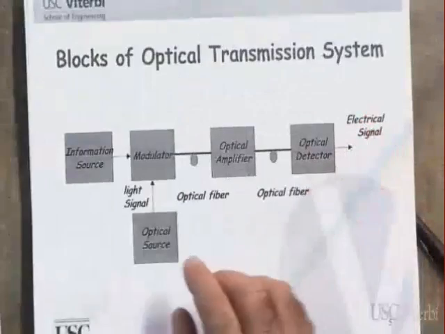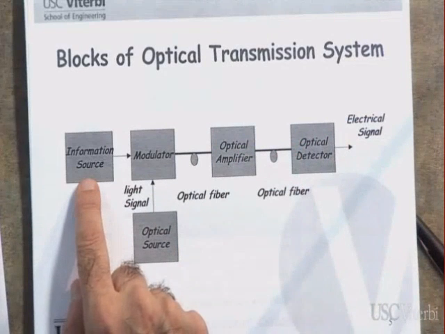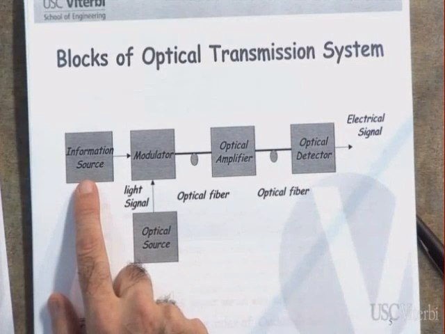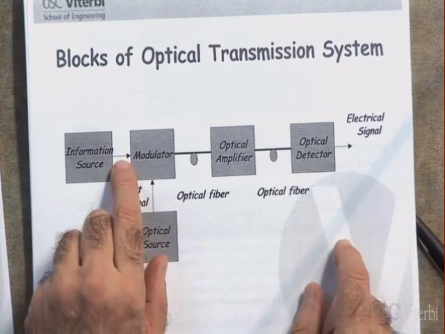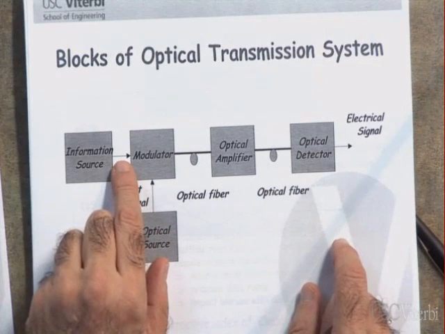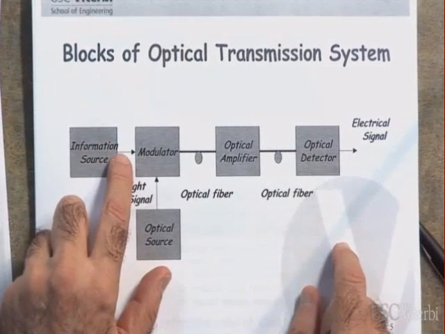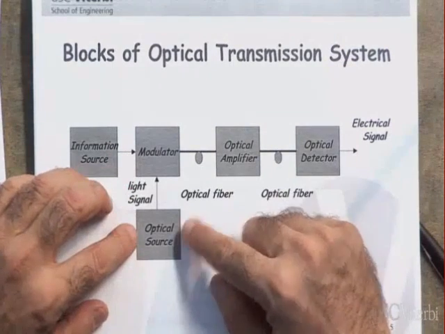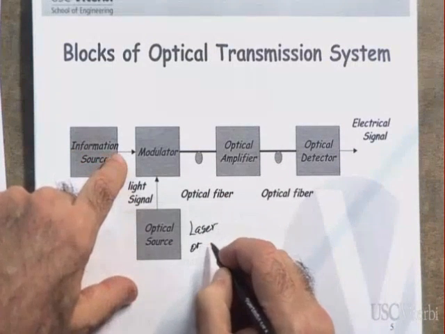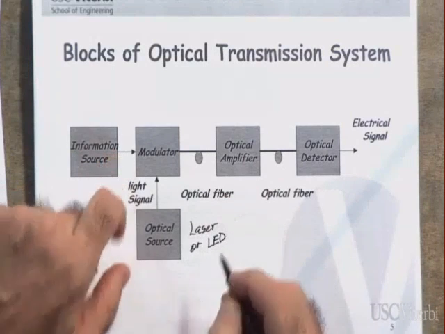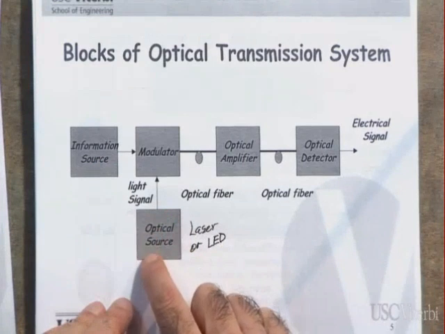A typical optical transmission system consists of the following. We have an information source. This is not part of the optical stuff. This is an information source generating a whole bunch of zeros and ones. Clear? So this one is like a host. This is an optical source, for example, a laser or a light emitting diode. LED stands for light emitting diode. We call it an optical source.